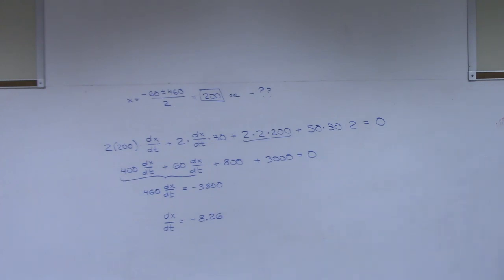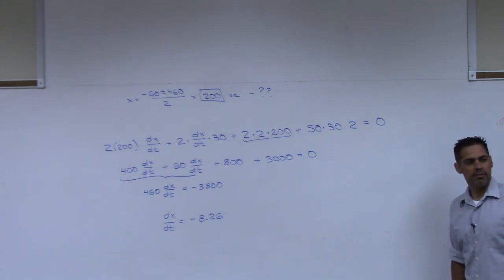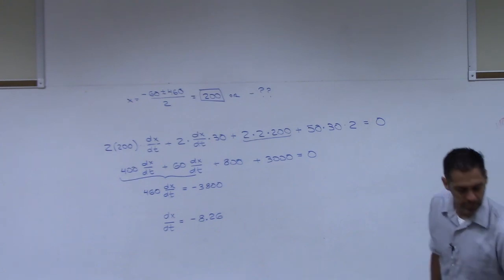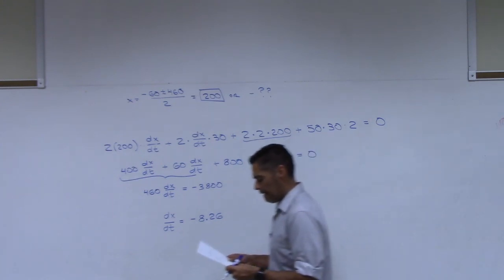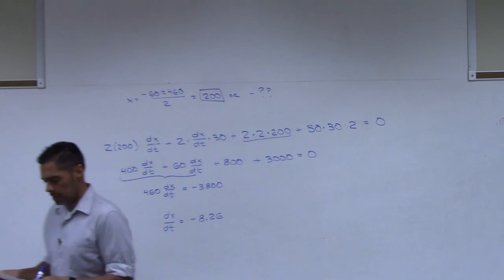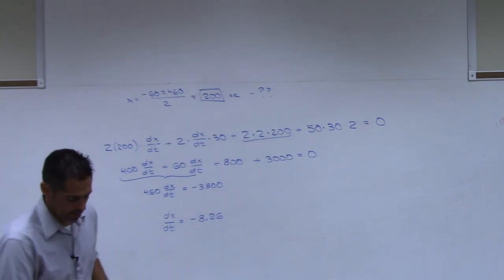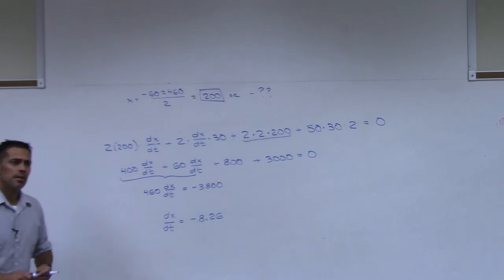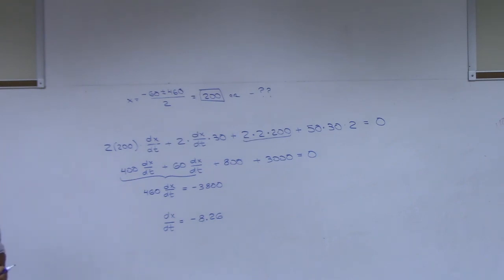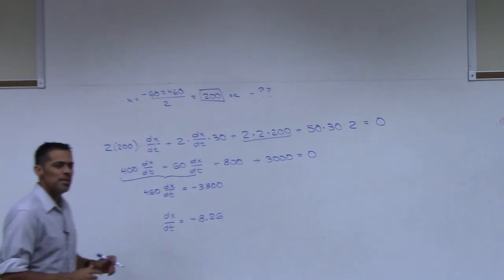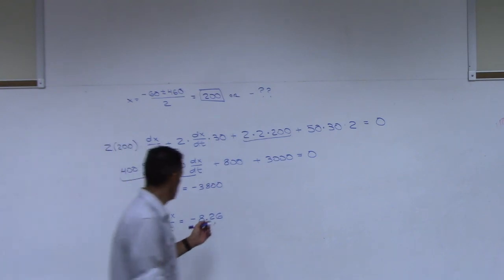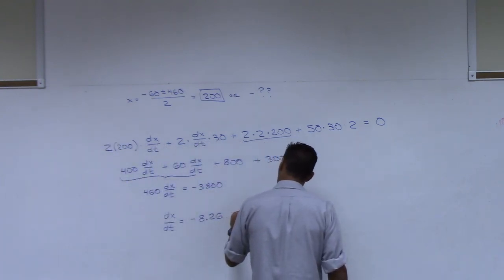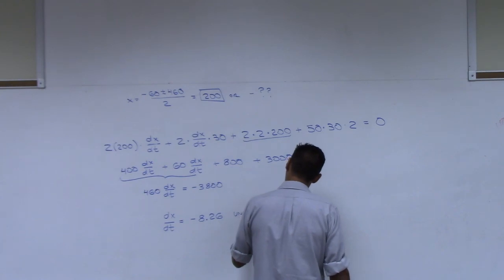Negative 8.26 what? We are solving for dx/dt. What was x again? Demand. X is demand. And time was measured in weeks here, right? So we're going to put something like units per week. Units per week. What's that?